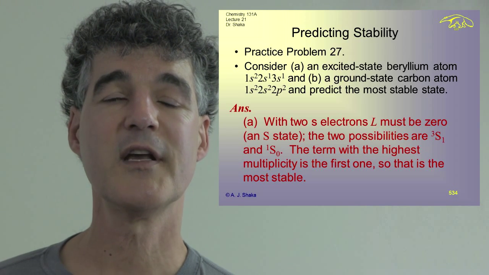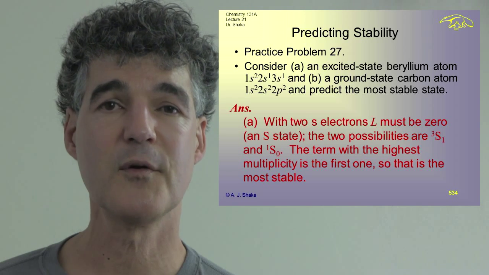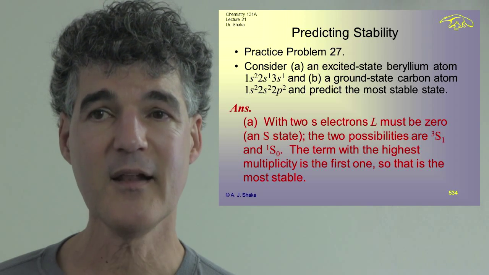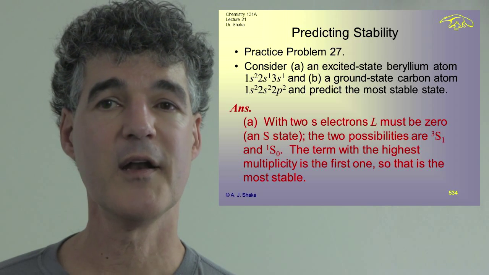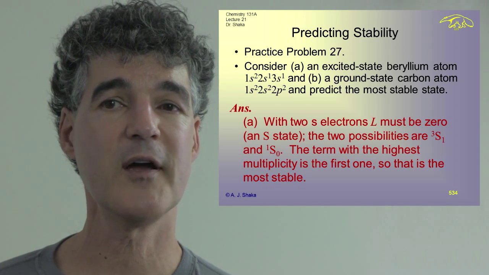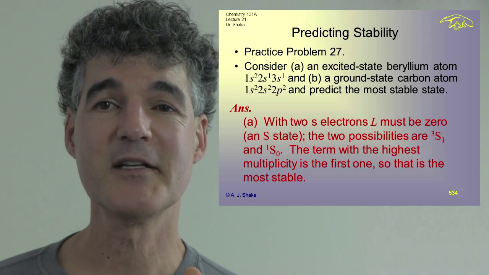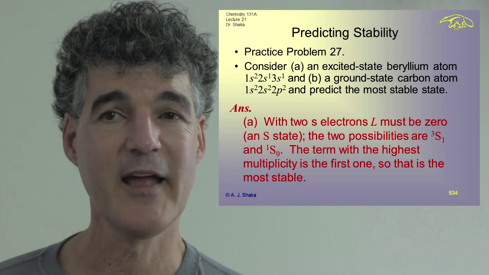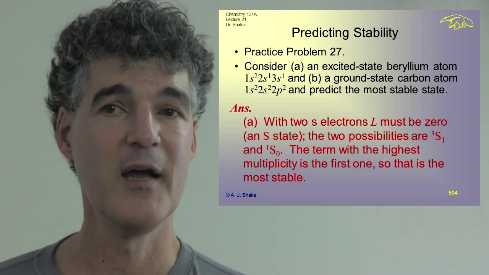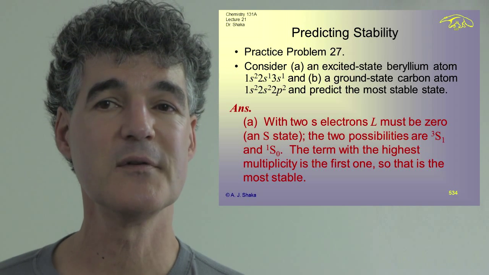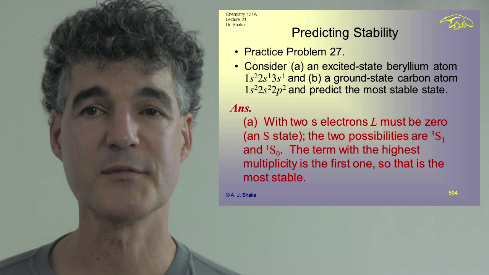Let's then predict stability here on practice problem 27. Let's consider A, an excited state beryllium atom, 1s2, 2s1, 3s1. You see how I go back to the orbitals right away? Don't even consider actually the real thing. And B, a ground state carbon atom, 1s2, 2s2, 2p2. And let's predict the most stable state for each of these atoms.